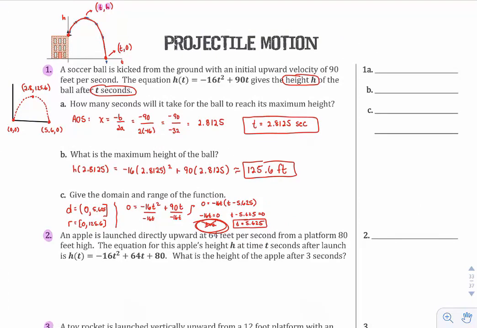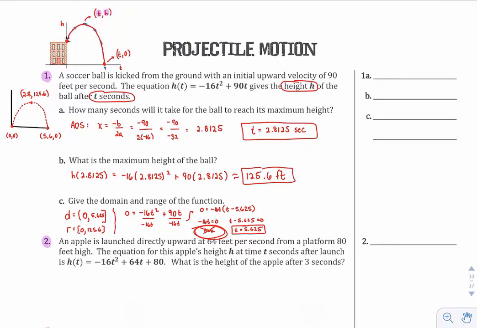And again, we got our domain, we got our range, we have our vertex, which gives us the maximum height and the time it takes to get to that maximum height. So again, you can just label all those answers right off to the side. And again, that's what I'll be checking too.